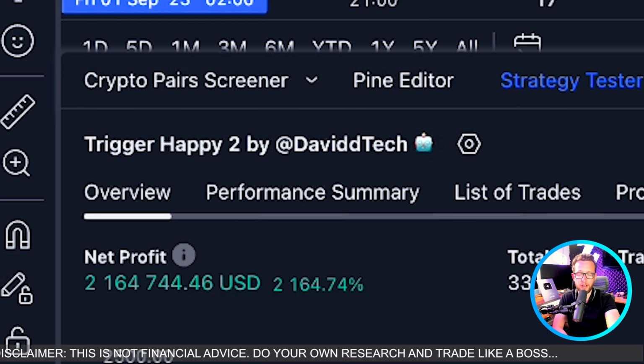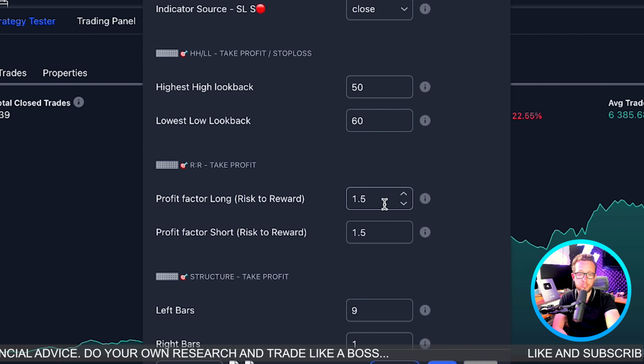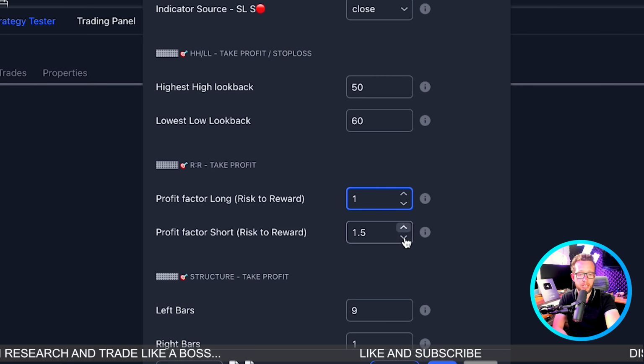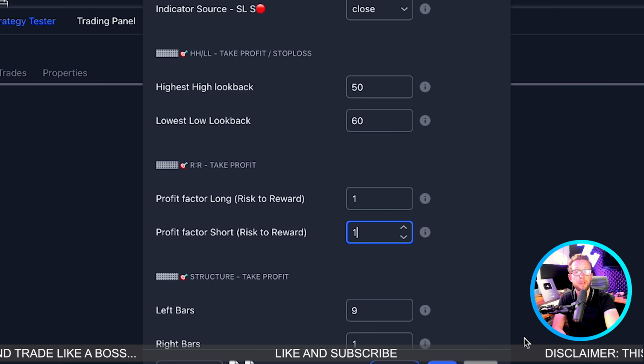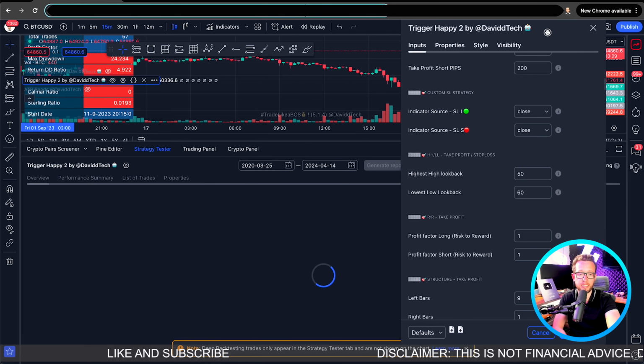Now, if I go down here and we decrease to a risk to reward of 1. Like I said earlier, all the way up to about 1.7, it stays profitable, depending on whether you are win rate trading or not. I'm going to press deep backtest here. We're going to see. Boom.